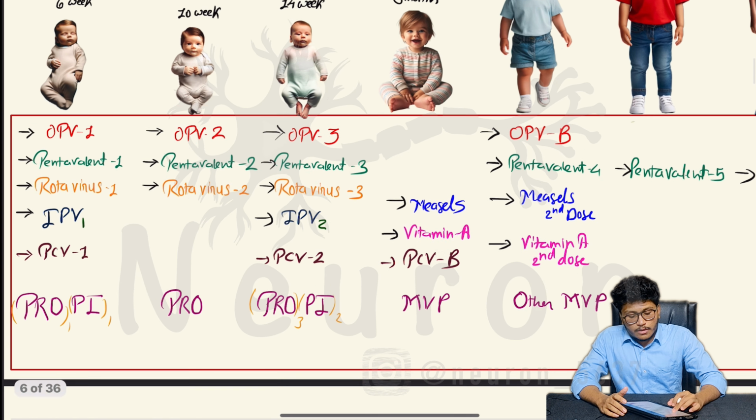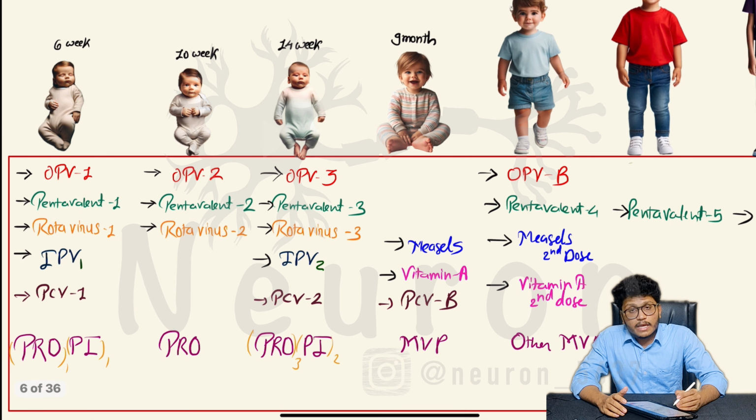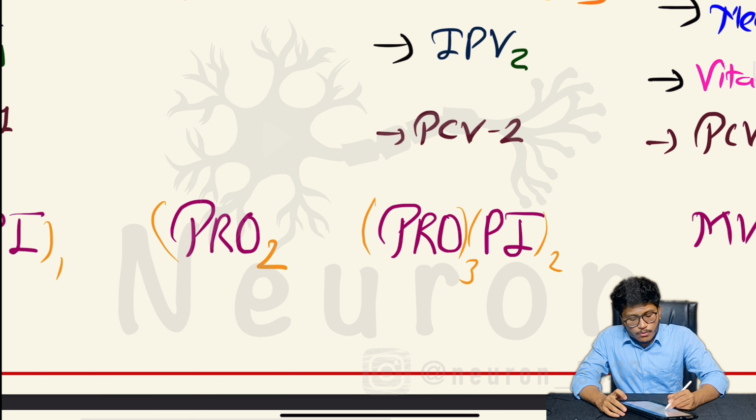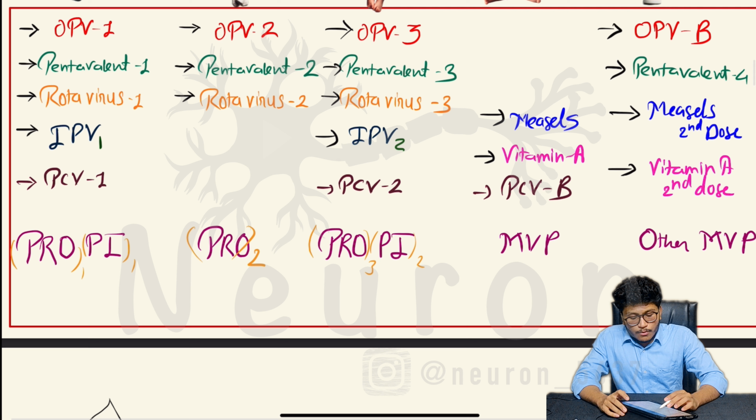Now let's move to the 10 weeks of age. At the age of 10 weeks, OPV dose 2, pentavalent dose 2 and rotavirus vaccine dose 2 are given. So at the age of 10 weeks, you have to remember Pro 2. So all of the Pro here are given as dose 2.